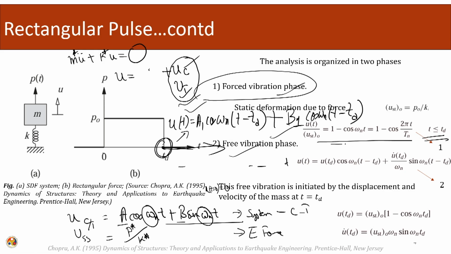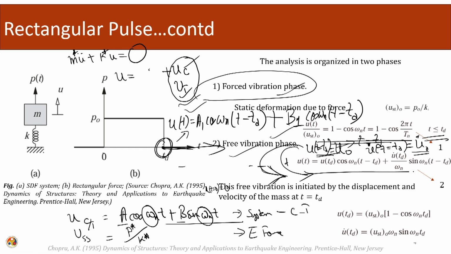So if we put here time t equals td, whatever u we get at time t equals td, we will call it u naught. And we will use this final condition as the initial condition for our next phase. Similarly, the velocity at time t equals td, so u dot naught, that final velocity we will use as the initial condition for this system. And then we will calculate the free vibration response of the system once the load is removed from this surface.